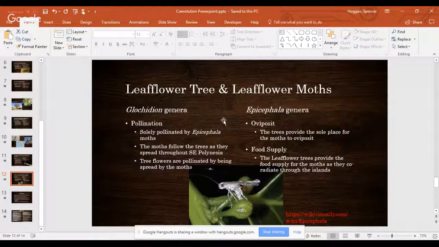And so as the other examples were more in constant, unchanging environments, this one is island hopping, and they're able to keep up with each other. And the Epicephala, for example, they get another place to oviposit, which we've learned about. So you can see right here how it's ovipositing into this bud. And it's the sole place that these moths will oviposit. And then they're also given their food supply from the flowers that will bloom.